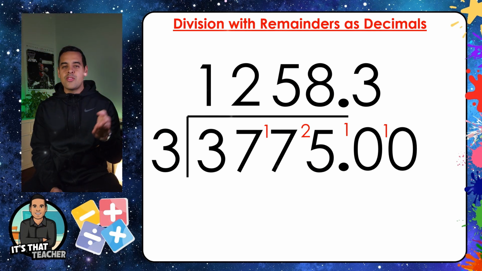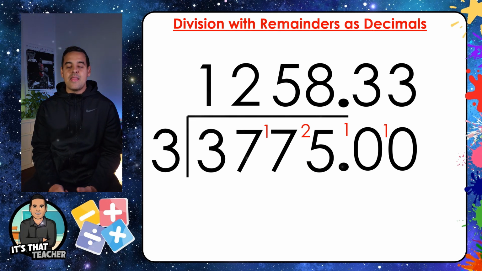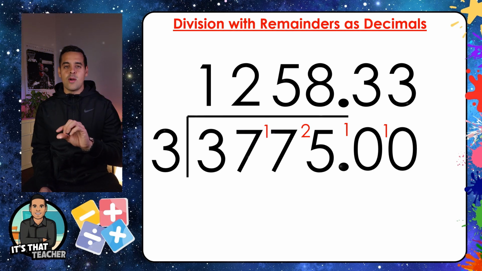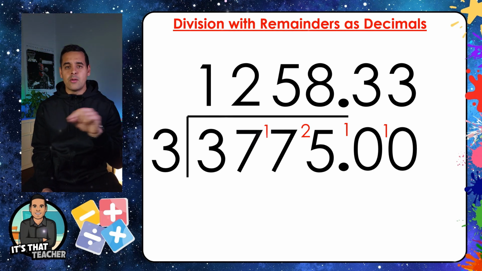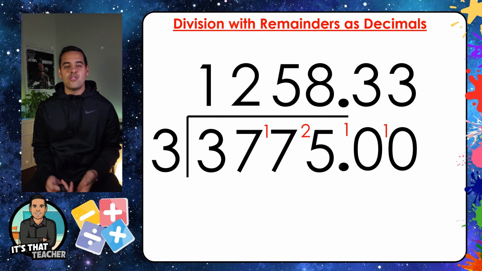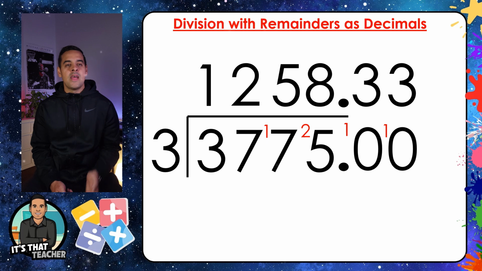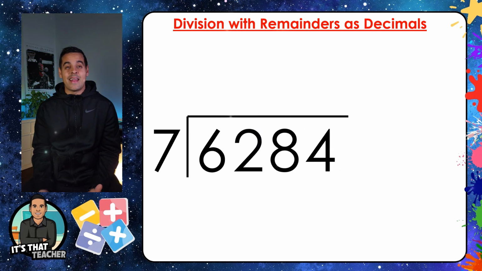So finally, how many 3s can fit in 10? That would be 3. So you can see what I mean by it will go on forever. If you went 0, 1 remainder, 0, 1 remainder, 0, 1, you'll be there forever. So just cap it at the nearest 2 decimal places, okay? So 1258.33, it's as simple as that.